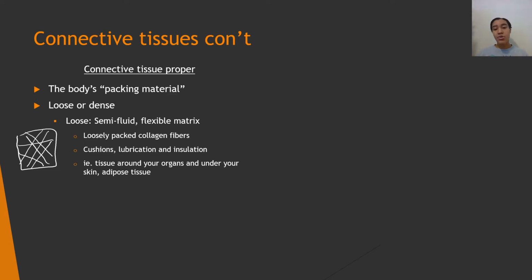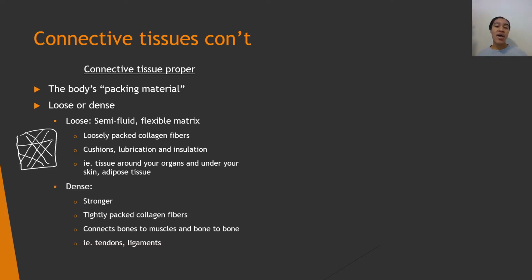And then also adipose tissue, which is fat tissue. And this is essential for your survival. And many of us will figure out how essential adipose tissue is once it gets winter time because it provides insulation for the body, but it also provides cushioning for your body as well.